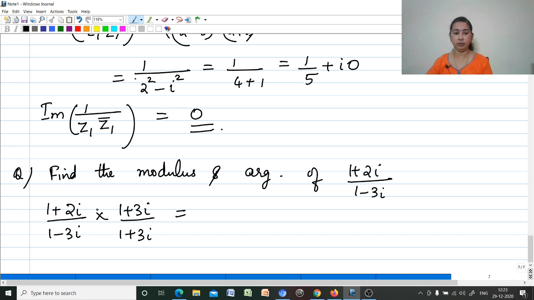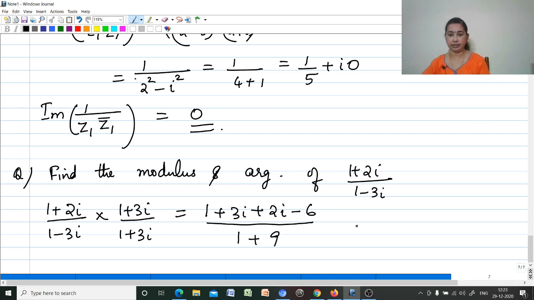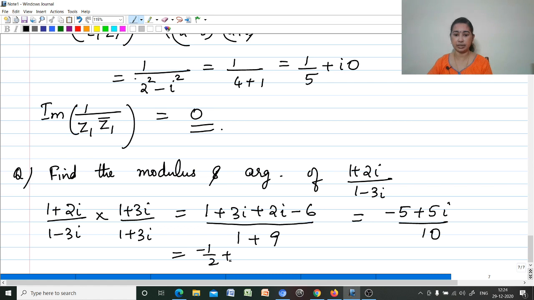Now multiplying the numerator: 1 plus 3i plus 2i plus 6i square, that is minus 6, divided by 1 minus 9i square, that is 1 plus 9. That is equal to minus 5 plus 5i divided by 10. All the 5 can be cancelled, so minus 1 by 2 plus i into 1 by 2. That is in the complex number form.